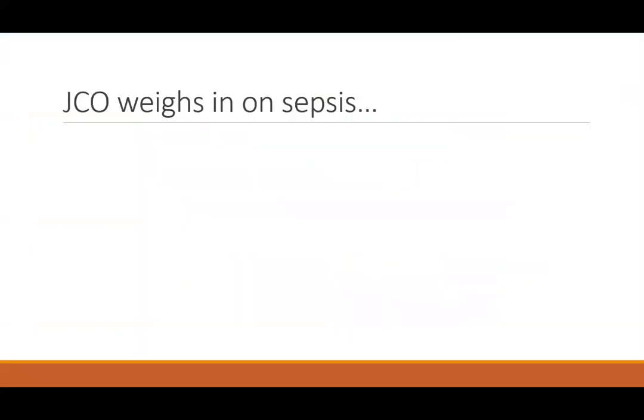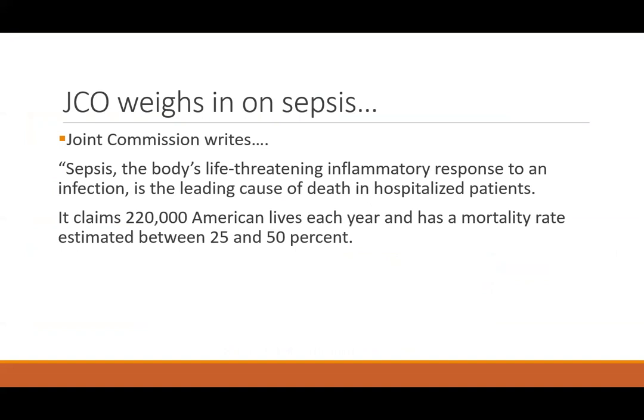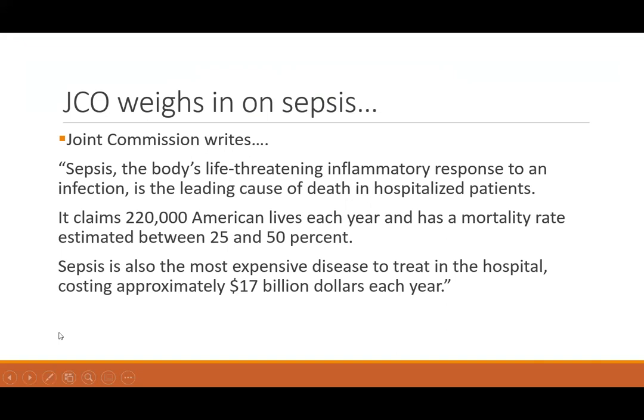The Joint Commission also feels very strongly about sepsis, appropriately so. So sepsis is the leading cause of death in hospitalized patients. Around 220,000 Americans die each year from sepsis, and it has an in-hospital mortality rate of between 25 and 50%. So it can be really dangerous if somebody has sepsis. It's also the most expensive disease that we treat. It costs us approximately $17 billion each year. So you will not escape residency without treating somebody with sepsis or septic shock. It's an extremely common diagnosis, and it's really important to know that it is life-threatening and we should be doing fluids and antibiotics.